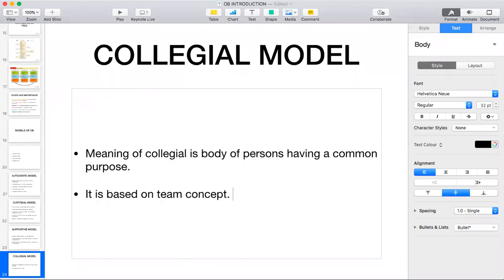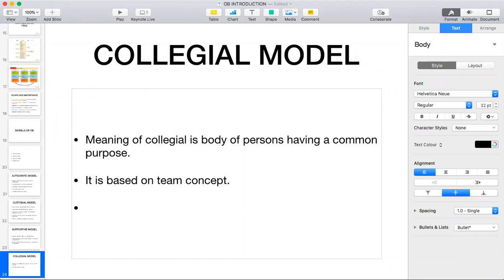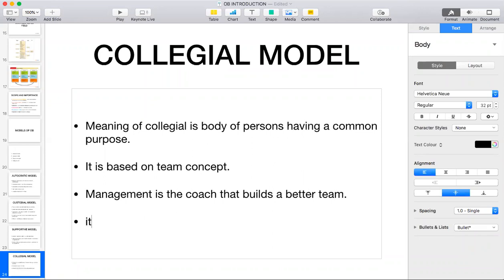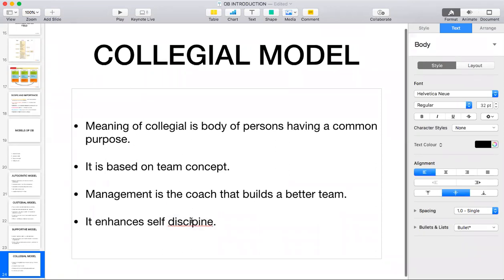Now, the management of the company is basically the coach, the trainer, the motivator, the mentor, the guide of the organization, and they are building a better team. So always remember, the management is the coach that builds a better team. And it enhances self-discipline in the organization.